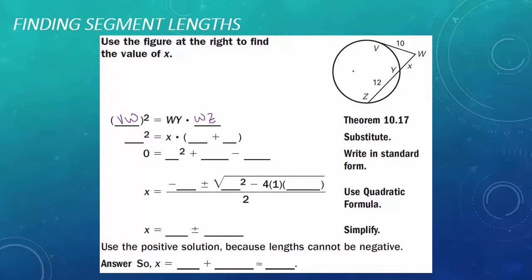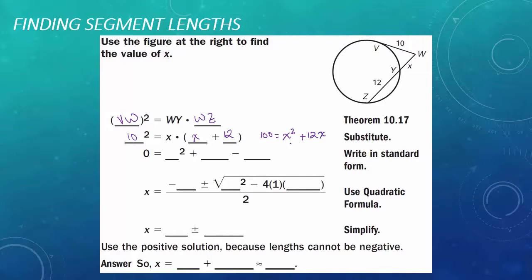We know that VW is 10, so it's going to be 10 squared, and we know that WY is X, and the entire length of WZ is X plus 12. When we multiply this out, you're going to end up with 10 squared, which is 100, is equal to X times X, which is X squared, plus 12X.